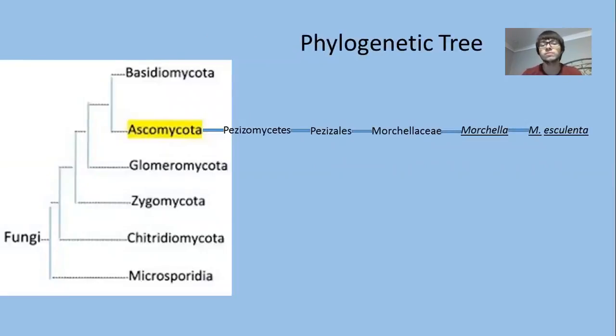So here's a little phylogenetic tree I created. It has the 5 or 6 types of mushrooms or fungi, and then mine is under the Ascomycota, and it goes further all the way.